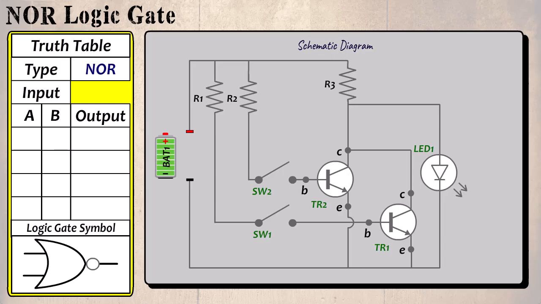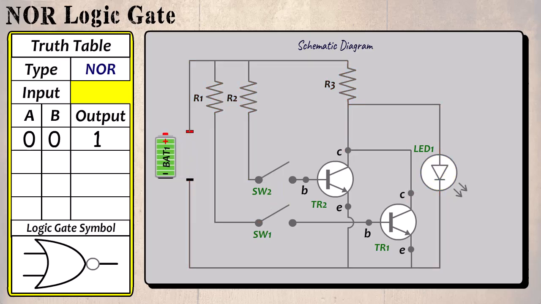Let's check on the operation of this gate. First we connect the battery, and current flows through R1 to SW1, which is switched off. It also travels through R2 to SW2, which is also switched off. Then to the collector of TR2 and TR1. Through R3, since both these transistors are off, current flows through the LED and a complete circuit is made and the LED turns on. Therefore, when the input is 0 and 0, the output is 1.